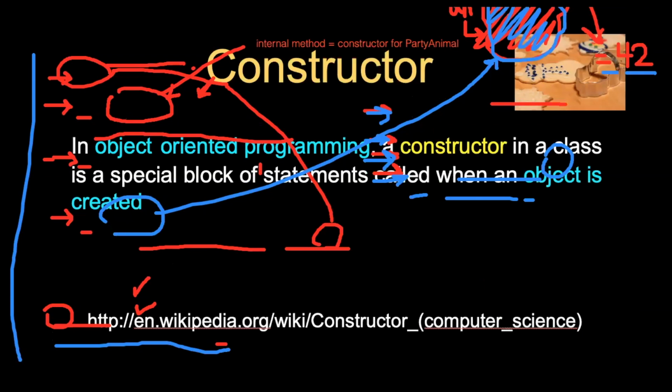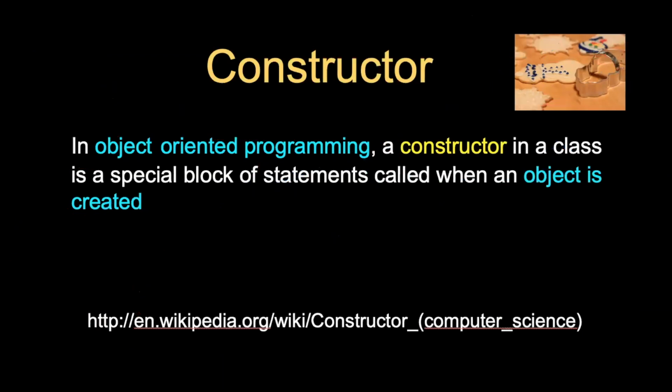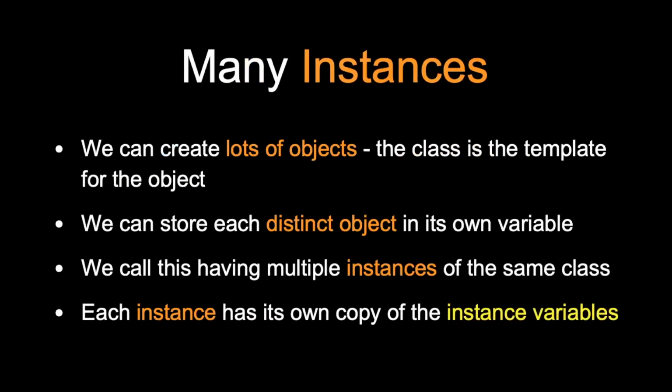Okay, so let me just erase this. In object-oriented programming, or OOP, a constructor in a class is a special block of statements called when an object is created. Again, you should go to this Wikipedia page. It will give you a lot of examples of what I just talked about. All right, cool.